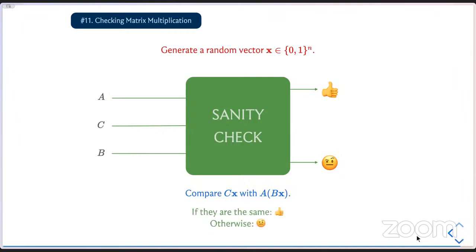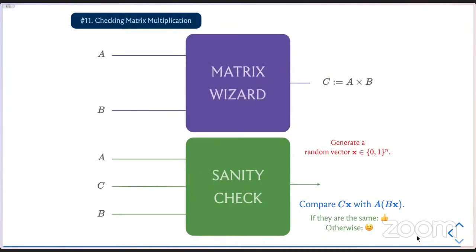So our algorithm is really simple. It says that, well, if they turn out to be equal, you give your matrix wizard a passing grade. Otherwise, you say, well, this is suspect. Something's definitely off. Okay. All right. So if the matrix wizard is accurate, then we will always pass. We'll always say that you did a great job, right? But on the other hand, if the matrix wizard is cheating, what can we say?